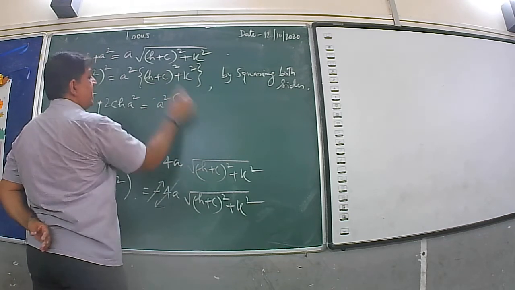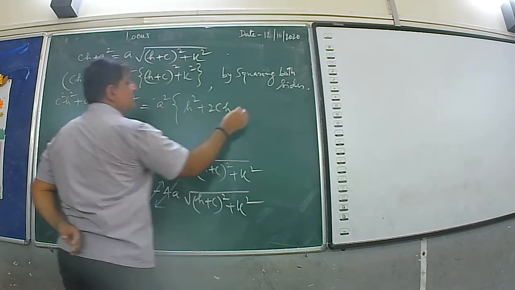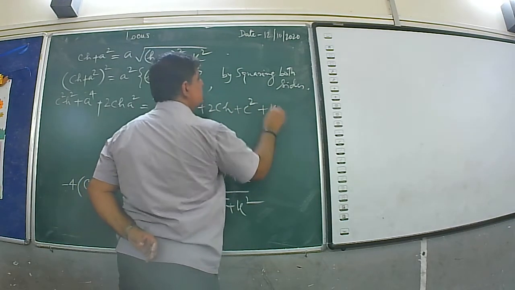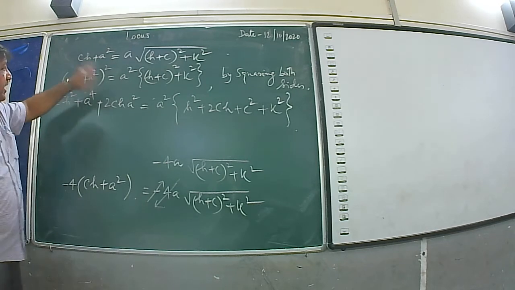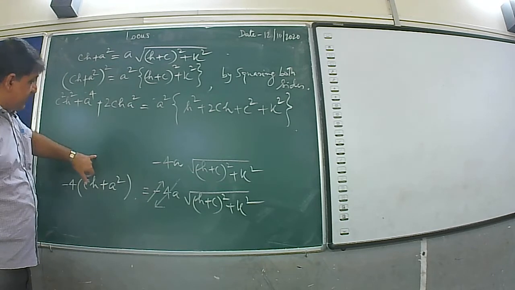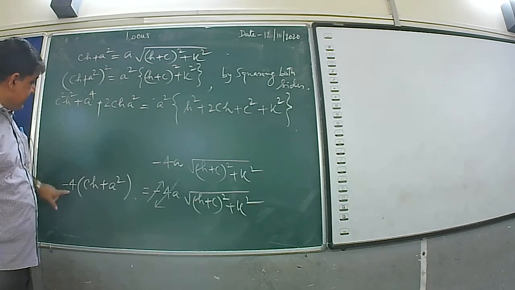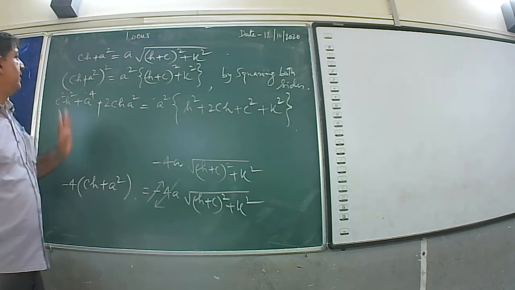Again open this bracket. What happens? H square plus 2CH plus C square and then plus K square. So we have corrected this mistake. You can easily understand that in previous steps, where we had taken minus 4 common, in that case we should have 4CH plus A square. You must keep it in mind.